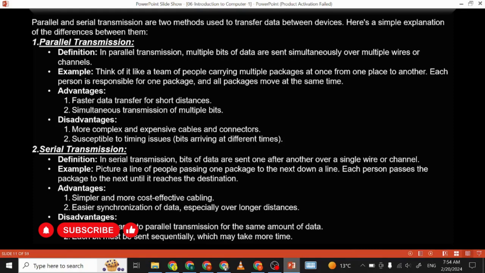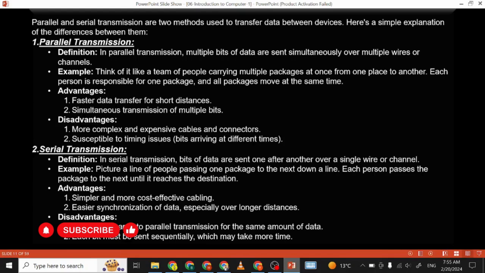Advantages: faster data transfer for short distances, simultaneous transmission of multiple bits. Disadvantages: more complex and expensive cables and connectors, susceptible to timing issues, with bits arriving at different times.